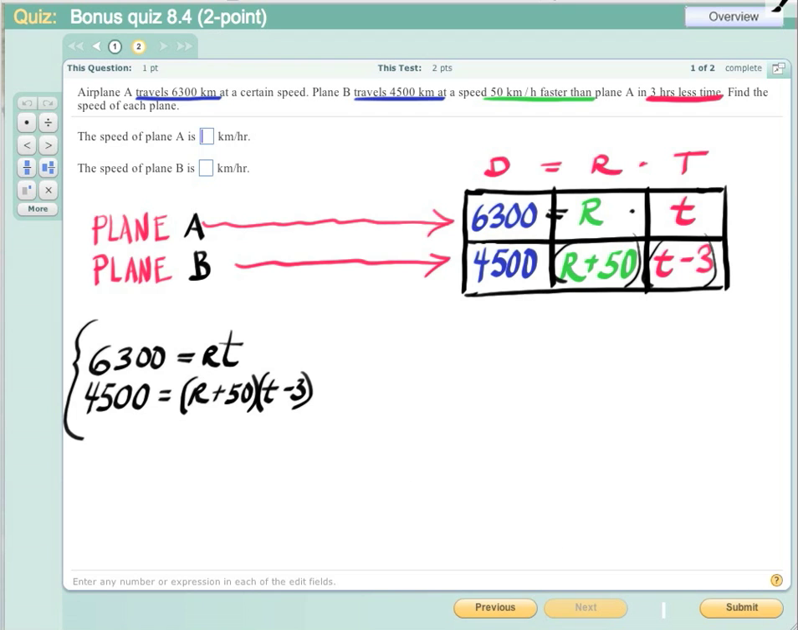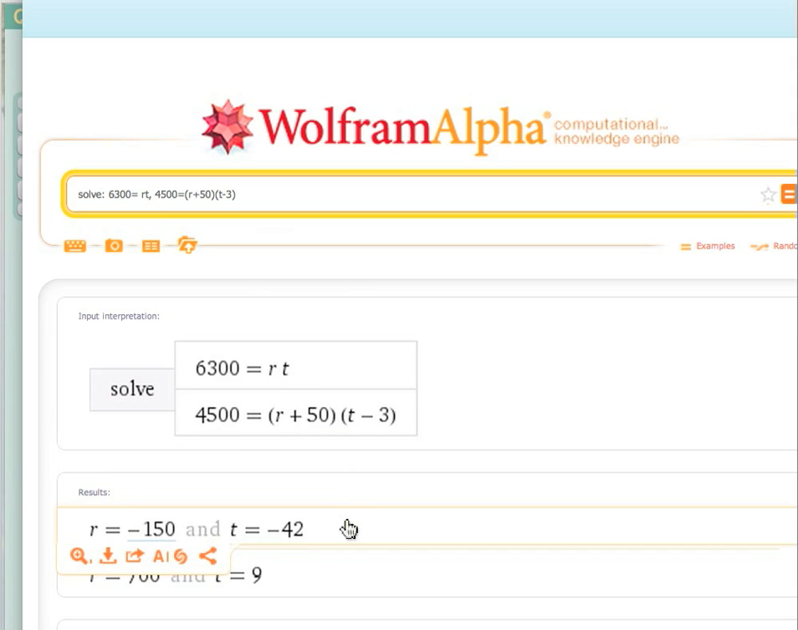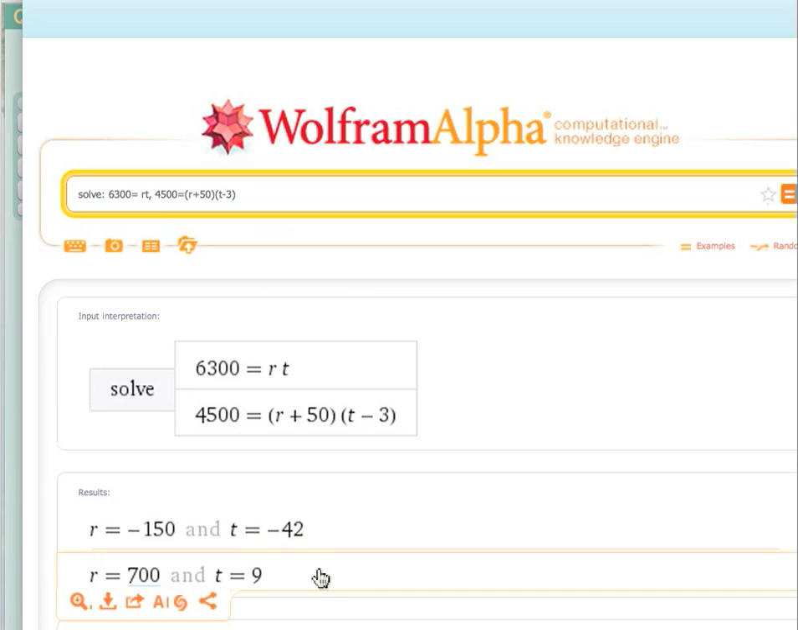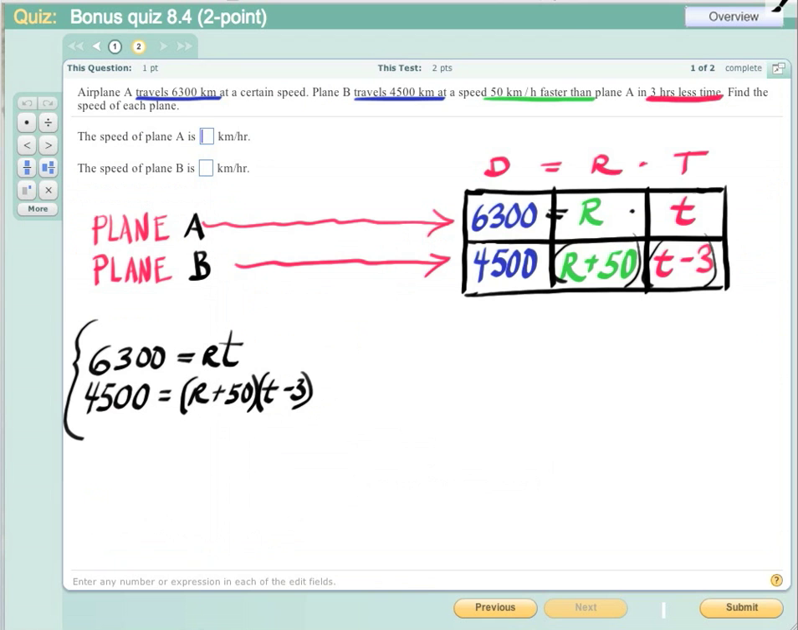And so I typed that in and asked it to solve it. And as you can see, I put a comma between the two equations, just like we did in chapter 3, and said solve these two, and sure enough it came up with two answers. One in which time is negative, and that does not make sense, and one in which time is equal to 9 hours. And that forces the R to be 700 kilometers per hour, and that's the same answer that we found over in the spreadsheet.